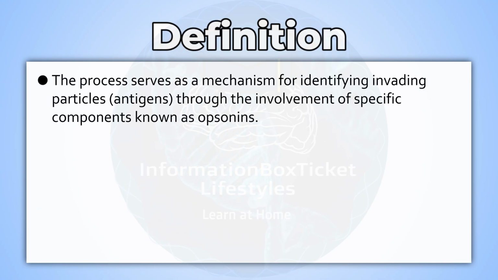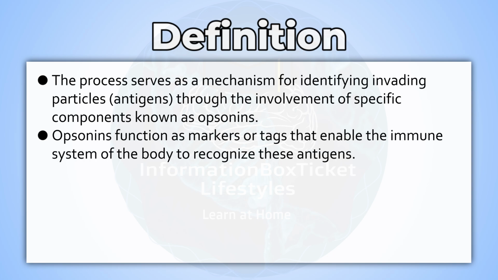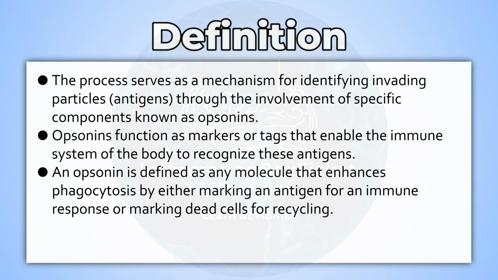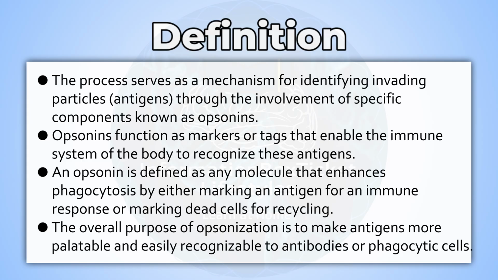The process serves as a mechanism for identifying invading particles, antigens, through the involvement of specific components known as opsonins. Opsonins function as markers or tags that enable the immune system of the body to recognize these antigens. An opsonin is defined as any molecule that enhances phagocytosis by either marking an antigen for an immune response or marking dead cells for recycling. The overall purpose of opsonization is to make antigens more palatable and easily recognizable to antibodies or phagocytic cells.